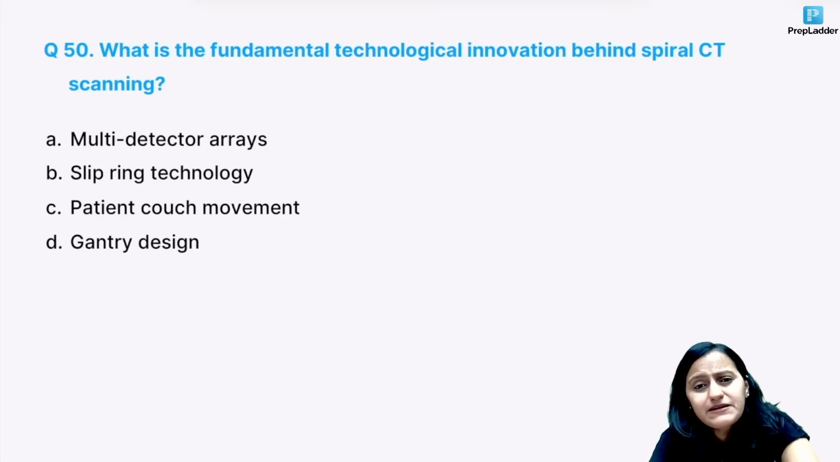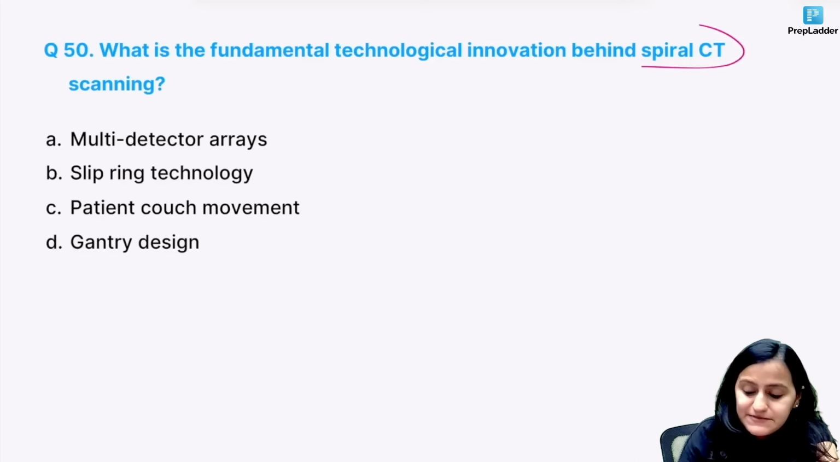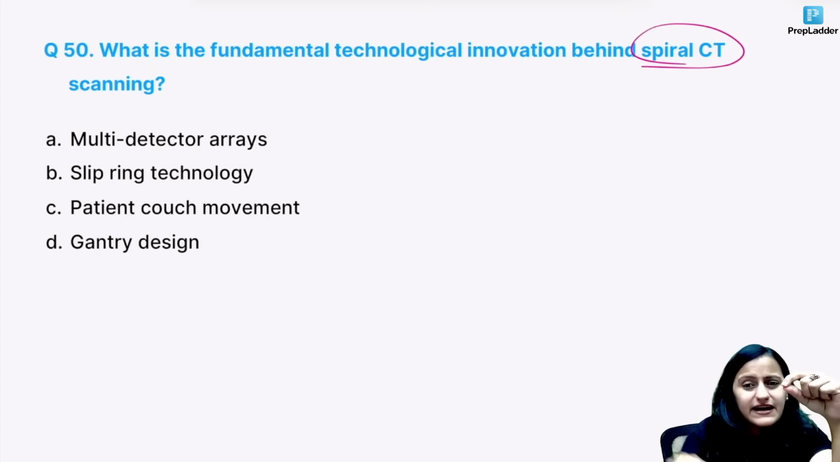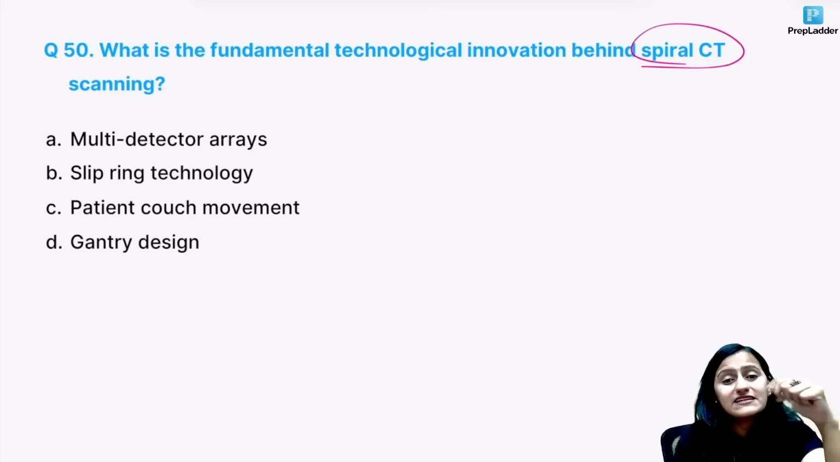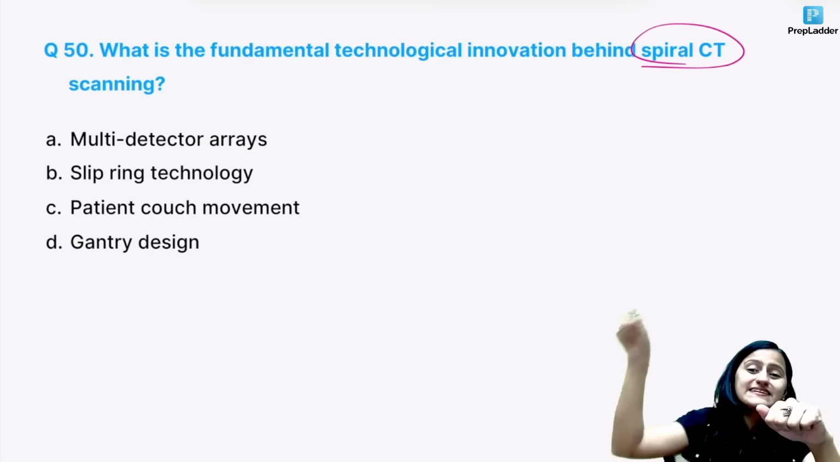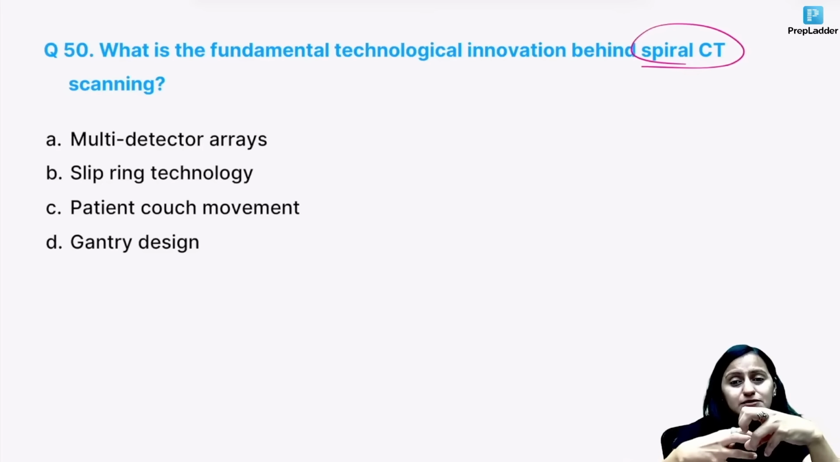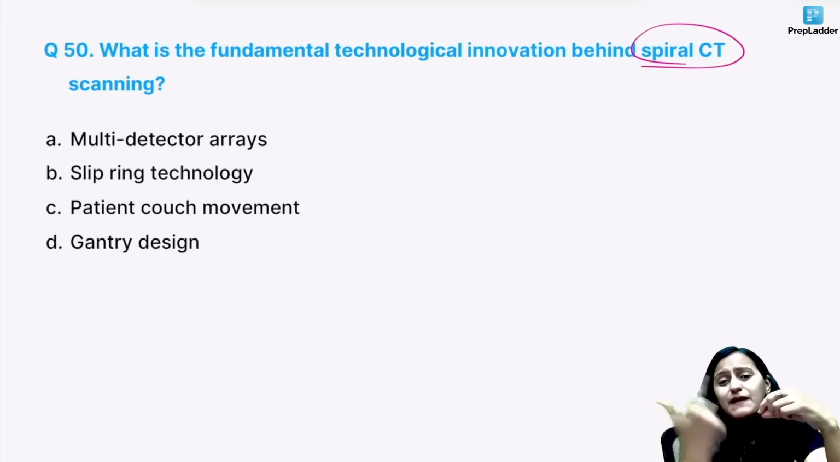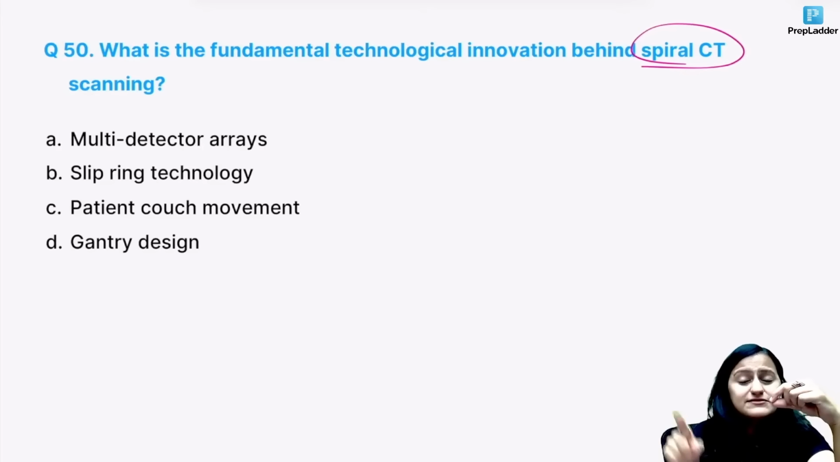What is the fundamental technological innovation behind spiral CT? Spiral CT is something which is very fast, and the gantry, right, can rotate continuously. That has become possible with spiral CT. Previously, it was axial CT. The gantry takes one rotation, it comes back, and then the table moves, and then the gantry moves. So it used to take a lot of time. Spiral CT is continuous movement, so it is very fast.